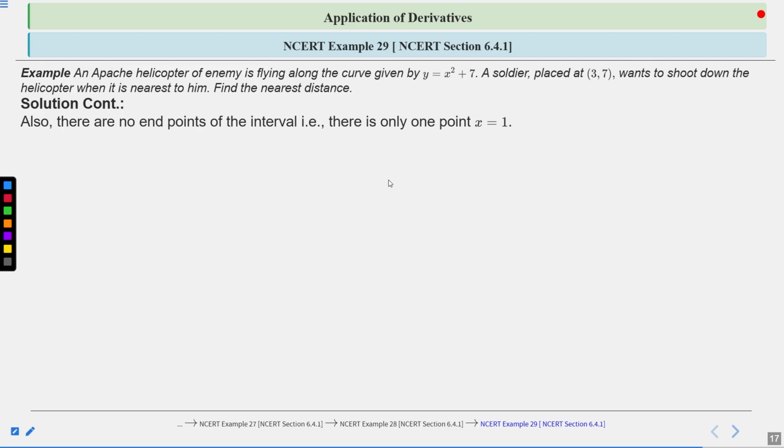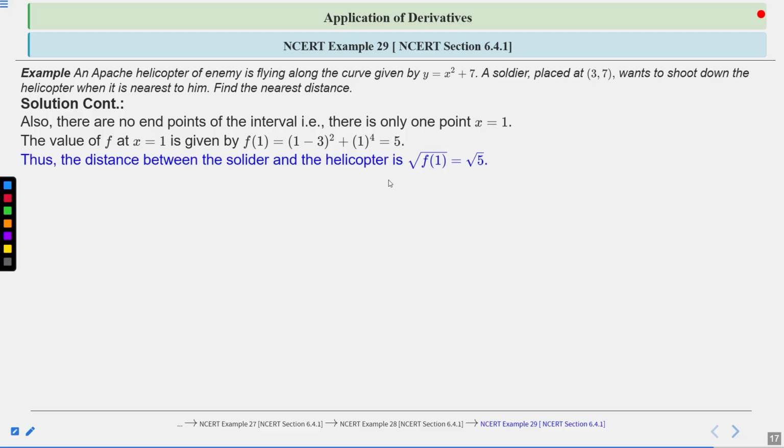Also, there are no endpoints of the interval; there is only one point, x equal to 1. The value of the function at x equal to 1 is f of 1, which is (1 minus 3) whole square plus 1 to the power 4, which is equal to 5. Thus, the distance between the soldier and the helicopter is root over f of 1, which is equal to root 5.